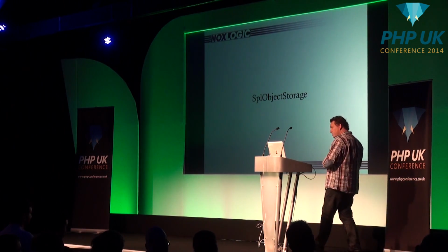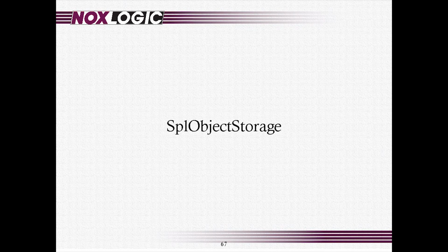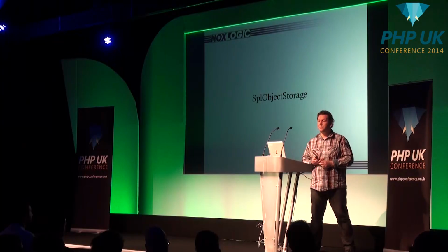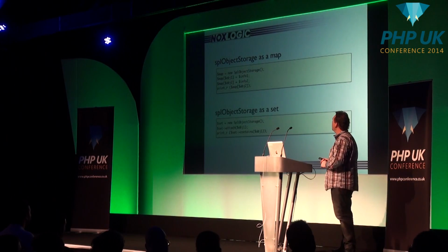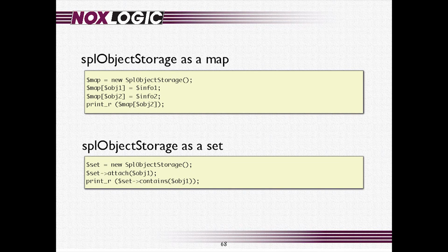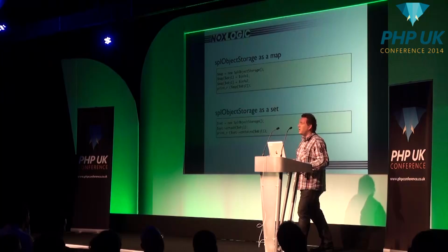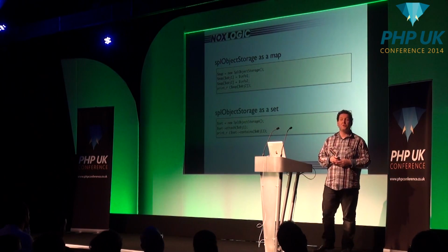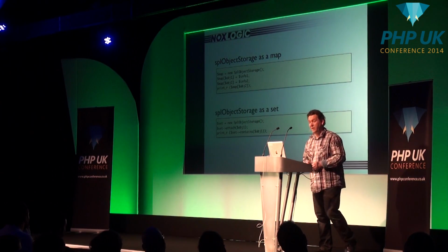How many of you are actually using SPL storage? A few. Okay, cool. SPL Object Storage is really nice because you can use them two ways. You can use them as a map, which is pretty much the same thing we do with arrays. But one of the cool things is you can store objects as keys. You can't do that with normal arrays, at least not yet. But you can do that with SPL Object Storage. This could be really interesting.